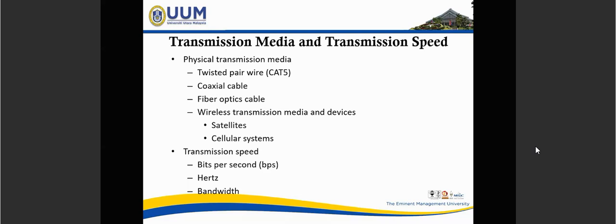But in a wire, we have different types of wires. We call that twisted pair wire or Cat5. Coaxial cable, that we use to connect data when we build the network. Fiber optic cable, how we connect to the internet. Now TM, a few years back, they started to change to Unifi, right? So they use fiber optic. Fiber optic can help to make a very fast communication.